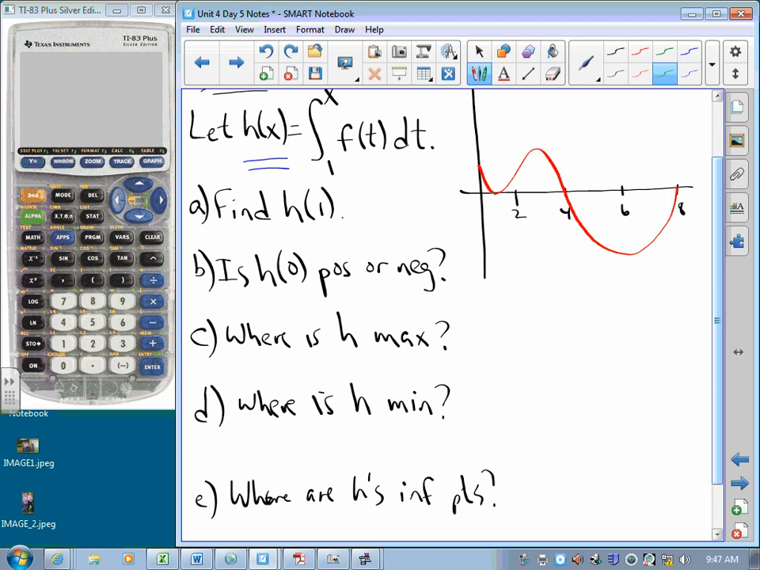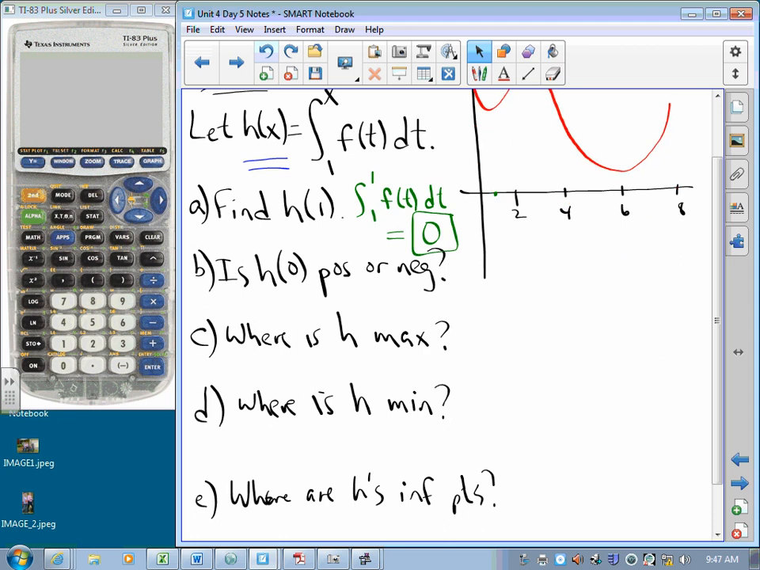h of 1. h of 1 is the integral from 1 to 1. The integral from 1 to 1 of pretty much anything is 0. That is completely disconnected from the fact that f of 1 appears to be 0. There is no connection there at all. I'm not even being sarcastic. Integral value from 1 to 1 of anything is 0. If the red graph was way up here, we'd still have h of 1 equal to 0.